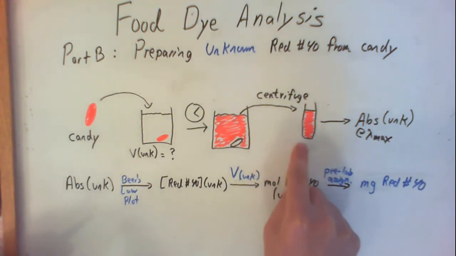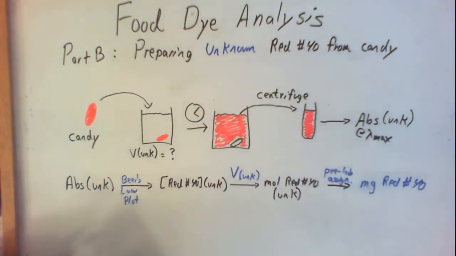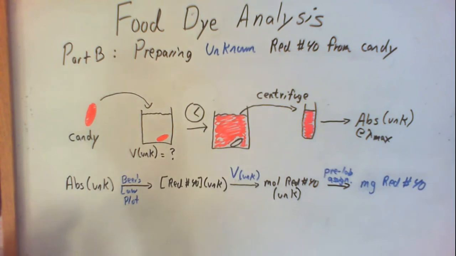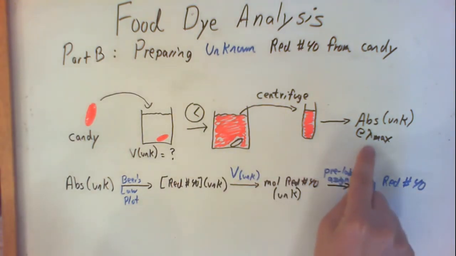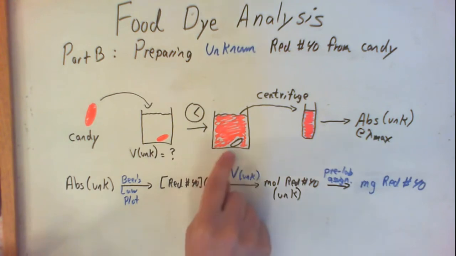With the solution, we can then determine the absorbance of our unknown solution, and as a result, from the Beer's law plot, calculate what the concentration of red 40 is in this mixture. Using our Beer's law plot, specifically the equation y equals mx plus b, we plug in y for the absorbance of our unknown, and then solve for x, which is the molar concentration of red 40 in this container.